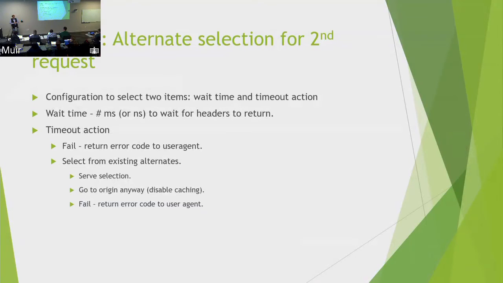I'm not sure that there's a lot of origins. Are there origins out there that don't support range requests? A lot of origins don't support ranges. Really? I think so.